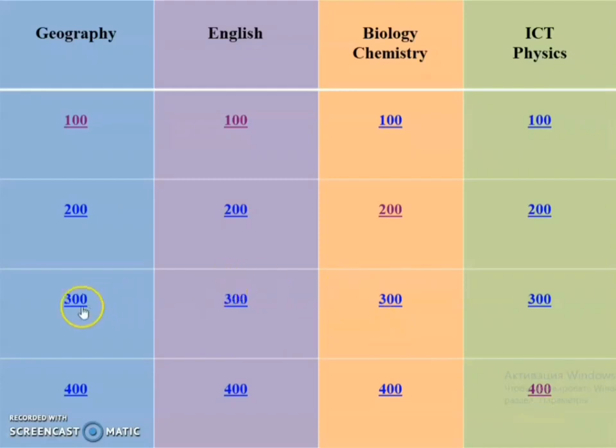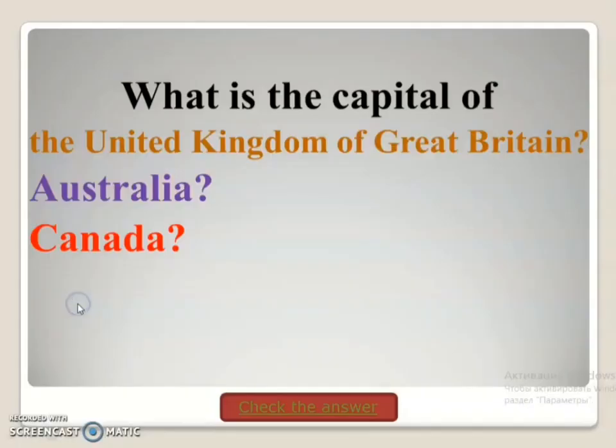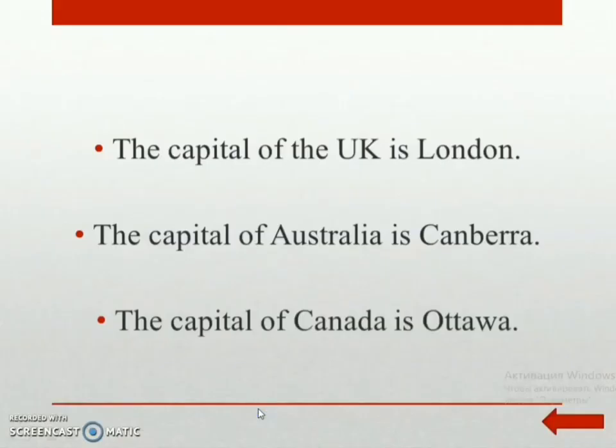Let's choose Geography 300. What is the capital of the United Kingdom of Great Britain, Australia and Canada? Guess the capitals of 3 countries. The capital of the UK is London. The capital of Australia is Canberra. The capital of Canada is Ottawa.